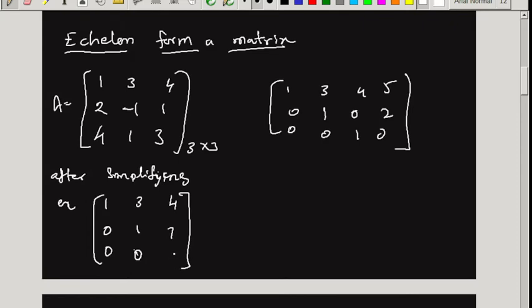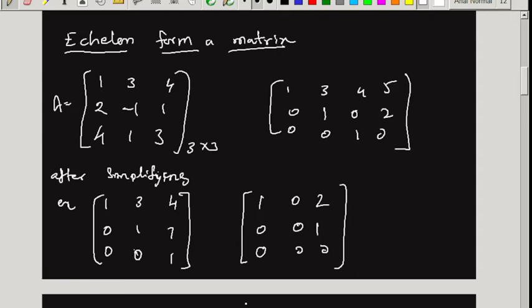These are examples of echelon form: 1, 0, 2; 0, 0, 1; 0, 0, 0. The last row may be 0. The last 2 rows may be 0.